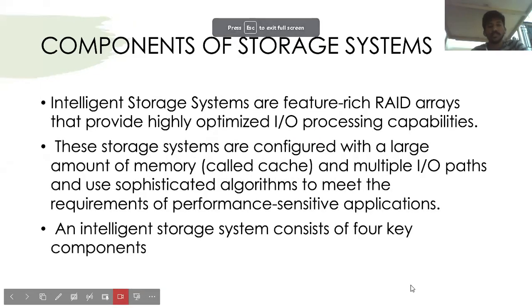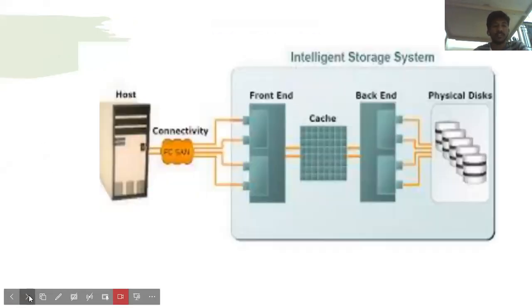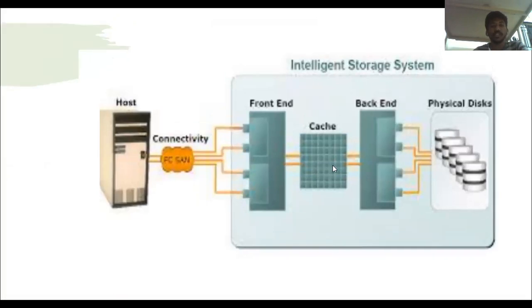So these storage systems are configured with a large amount of memory and multiple input or output paths and use sophisticated algorithms to meet the requirements of performance-sensitive applications. An intelligent storage system consists of four key components. We'll be discussing those components in the next slide. These are the key components: host, front end, cache, back end, and physical disk.